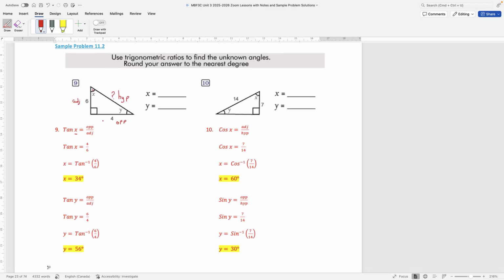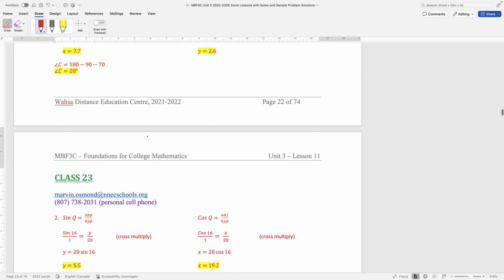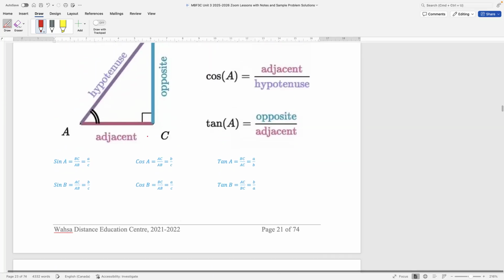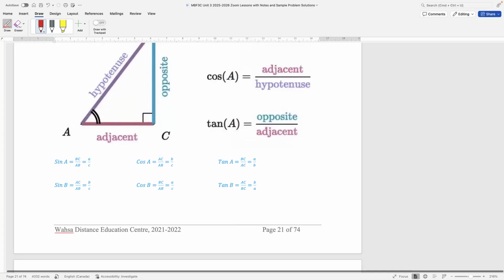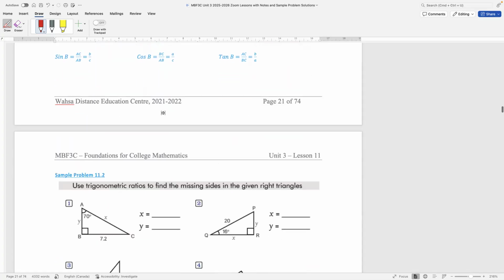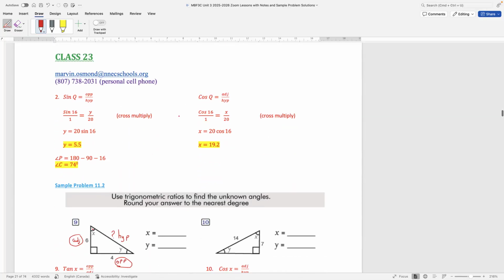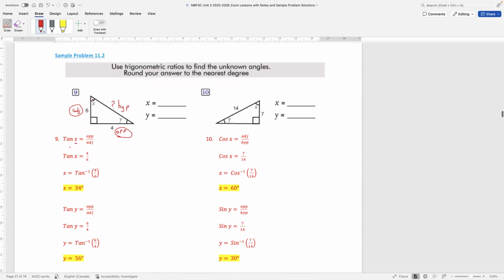So, opposite, adjacent. And again, if you need to double check, just go back up. Opposite and adjacent right here is tangent. So we're going to be using tan. The first part is to write down the formula. Tan of x equals opposite over adjacent. Then we're going to do the substitutions. The opposite side is 4 and the adjacent side is 6. So we have 4 divided by 6.